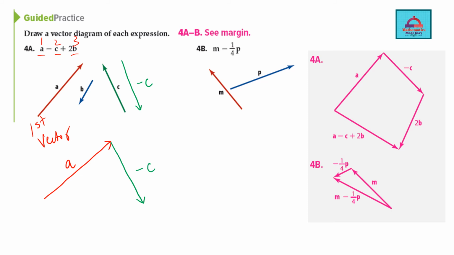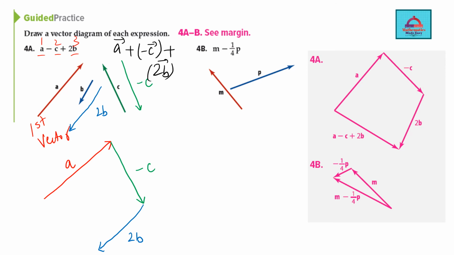So if this is B, I'm using blue only. 2 times B would be double the size. So this is 2B. Now I draw 2B also. Where I'm drawing 2B, I'm starting from here and drawing it here. So 2B. Now the resultant, I'm using black. So the resultant is this vector plus minus C vector plus 2B vector.